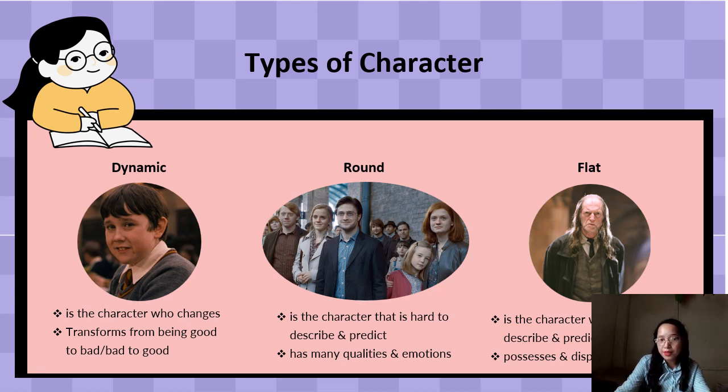Now, examples of characters in the story that possess a round character are the following: Ronald Weasley, Hermione Granger, Harry Potter, Ginny Weasley, as well as Severus Snape are among some of the round characters that can be seen in this story.